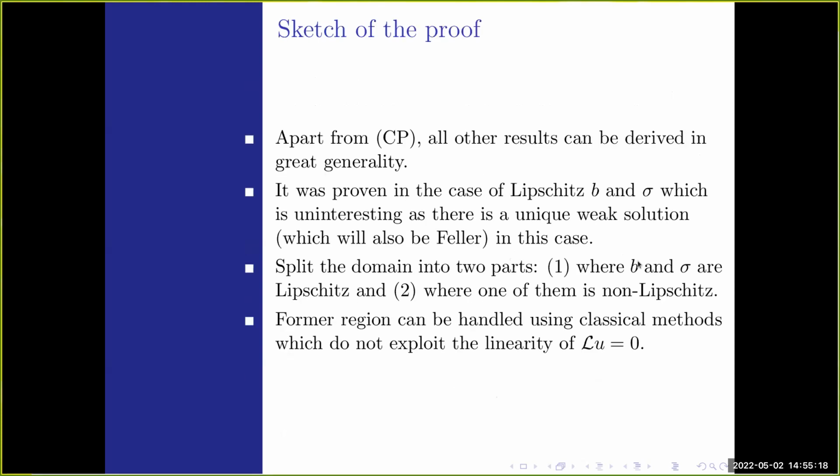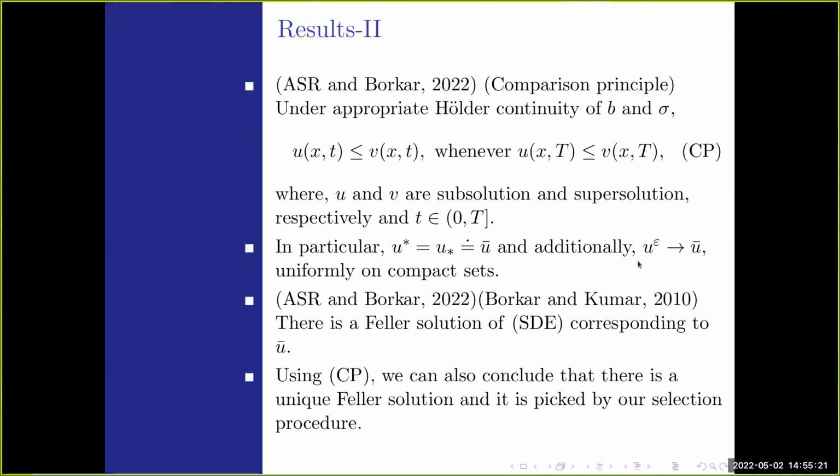Now in this work, we also show that corresponding to U bar, there is a Feller-Markov process. I mean, the Feller process, and we come up with the limiting semi-group corresponding to that as well. Now we can use the comparison principle and conclude that from this procedure, there is a unique Feller solution, because if you assume there are two different ones, then this comparison principle would be violated. This gives us what we are trying to prove, which is to pick out a Feller solution out of a bunch of multiple weak solutions.